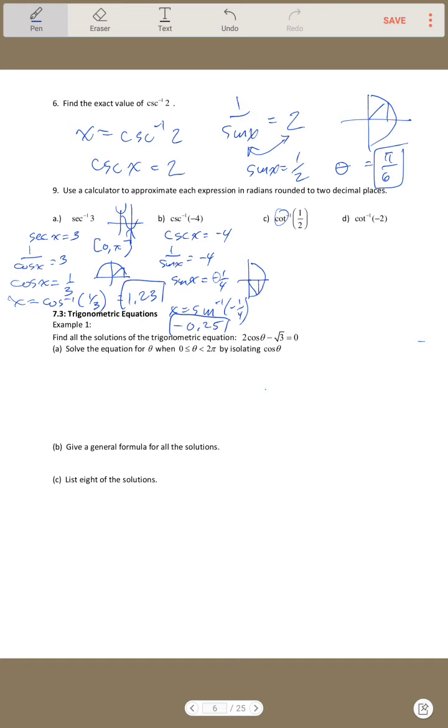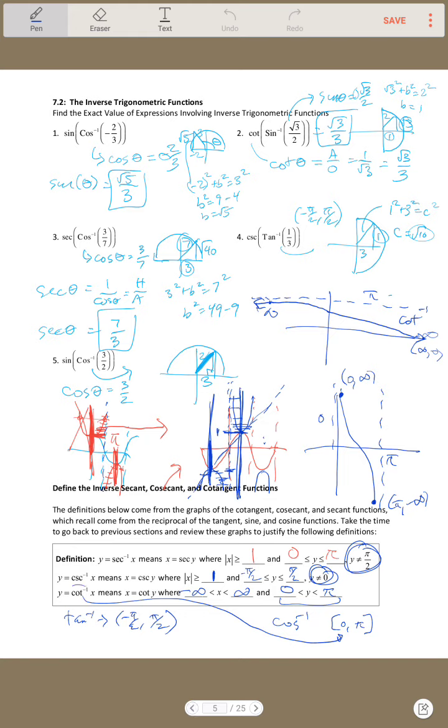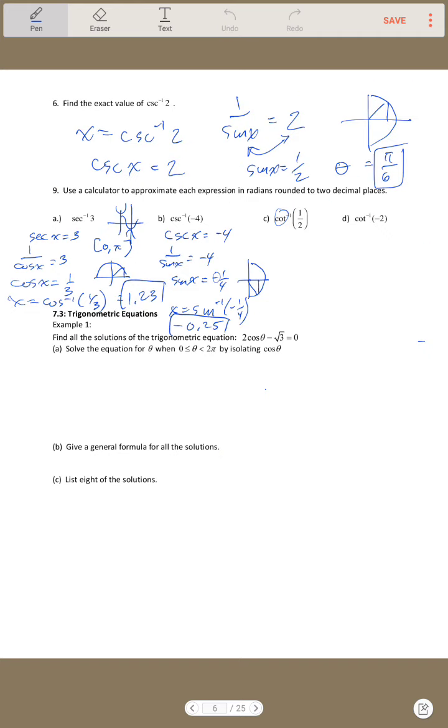Cotangent inverse of 1/2. Keep in mind what we said earlier, that cotangent inverse has that weird restriction from 0 to pi. We really want to be looking at it as a cosine function. Okay, so let's do that. So this is saying cotangent x equals 1/2.